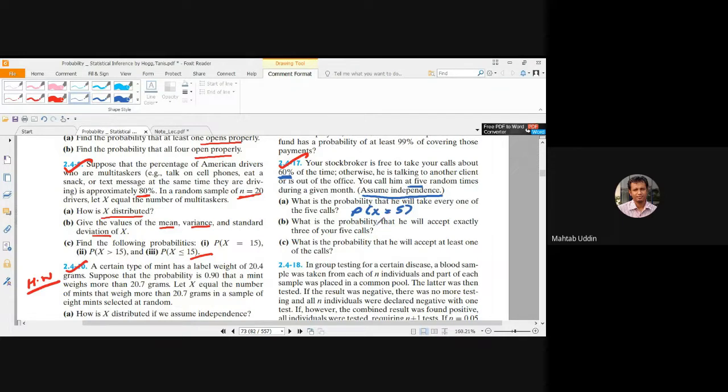What is the probability that he will accept exactly 3 calls? That is the second question. X equal to 3. And the final question, what is the probability that he will accept at least one of your calls? That is x greater than or equal to 1. So we will write 1 minus P of x equal to 0. You understand? Yes, sir.